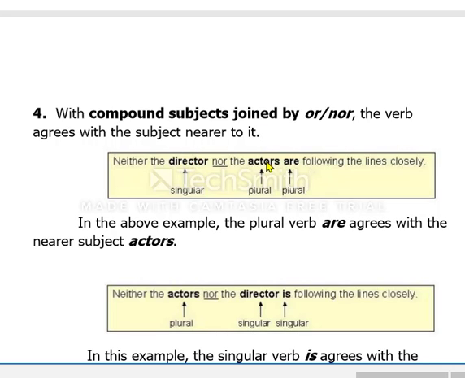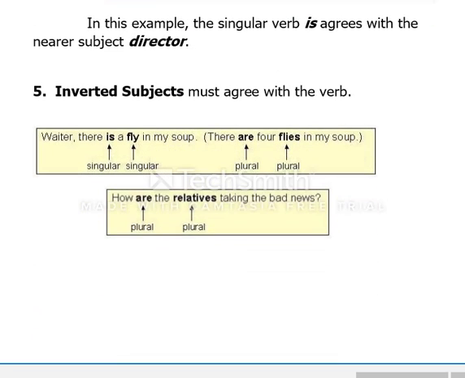Now we come towards the fifth one. The inverted subjects must agree with the verb. Now put your attention towards this sentence. Waiter, there is a comma. There is a fly in my soup. Now is is a verb, and the verb is singular. A fly is here also singular. The fly is a noun. Waiter, there is a fly in my soup.